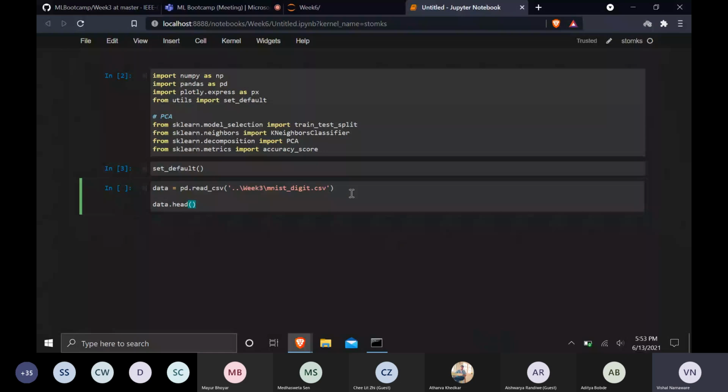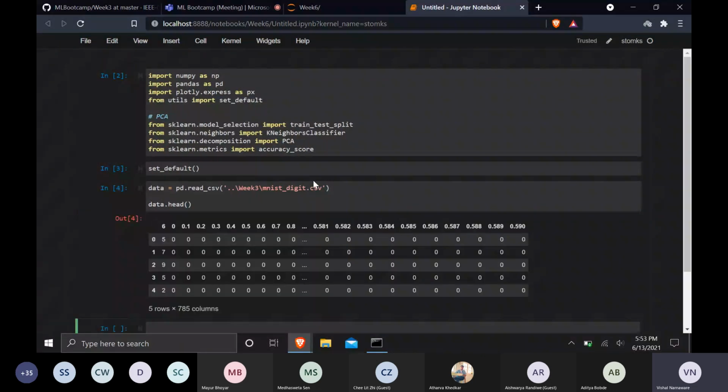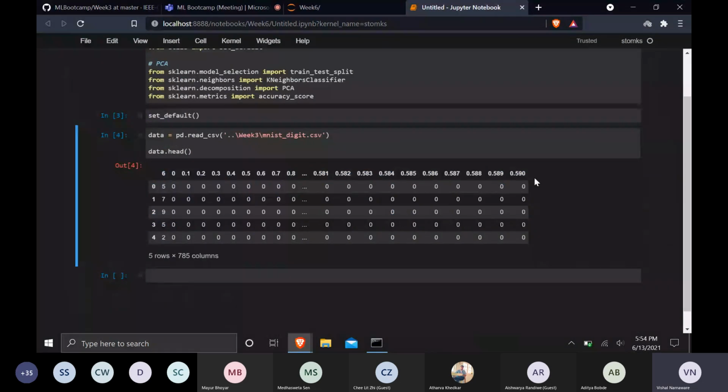So we have already seen the first column level of the image, and the later 784 columns are the pixel values of the image, right? So you'd have values ranging between 0 to 255. That would be pixel intensity. 0 would mean that your pixel is black, 255 would mean that your pixel is white, and anything in between would be a grayish mode.